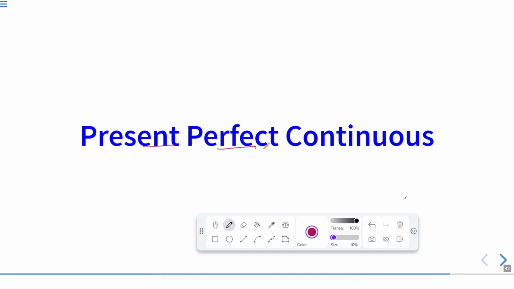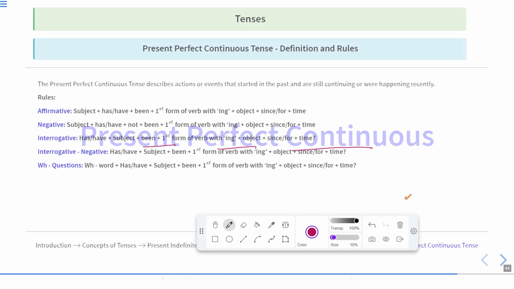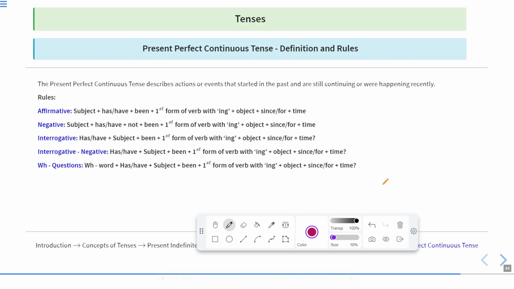Here we'll discuss present perfect continuous tense. Okay, so let us begin with present perfect continuous tense. First of all, we'll see the definition and the rules of it. The present perfect continuous tense describes actions or events that started in the past and are still continuing or were happening recently. It means if some work has initiated in the past and is continuing up to now as well, that is written in present perfect continuous tense.